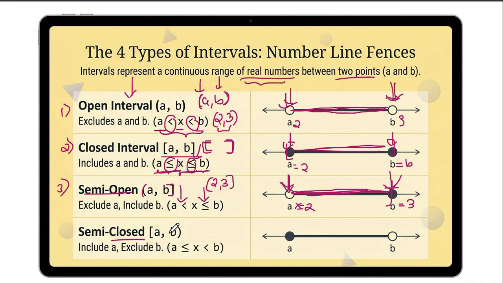Then semi-closed means one side it is closed, the other side it is open. So this side is closed, so this point is included, and this side is open, so this point is not included. Wherever it is closed we write the less than or equal to sign, wherever it is open we write the less than sign.